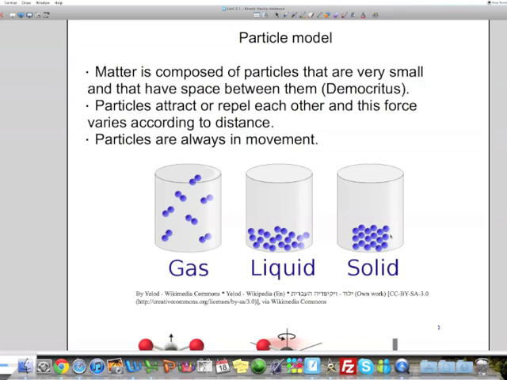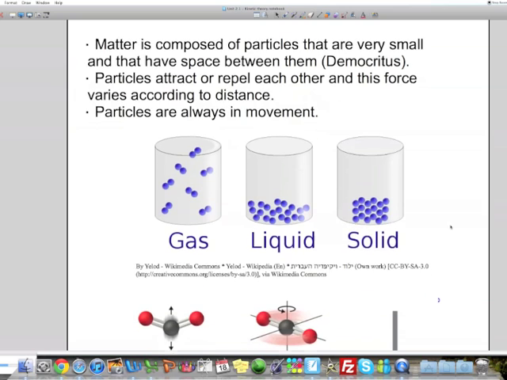This makes sense. Particles in a solid are very close together, so they have more interactions than particles in a liquid or particles in a gas that have very little interaction, whether it's attraction or repulsion, because there's so much space between them, they don't really encounter each other that much. And particles are always in movement. Now, what kind of movements do we see in matter?